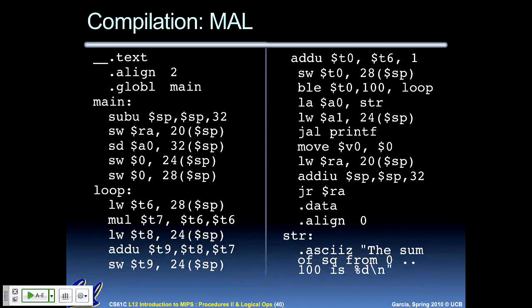Then you have the actual label. This is where main is in this file, main colon. And here's the machine code. So notice we have the instructions here. This is the function prologue. It's setting up the stack. It's allocating space for that main function. So it's decrementing the stack by 32. It's saving 4 registers onto the stack. And notice here, it's storing 0 twice to the stack.